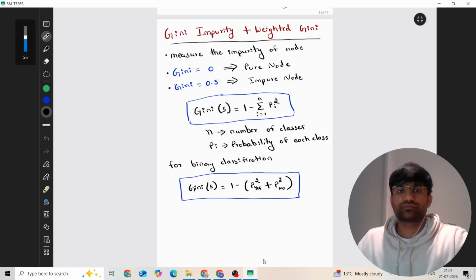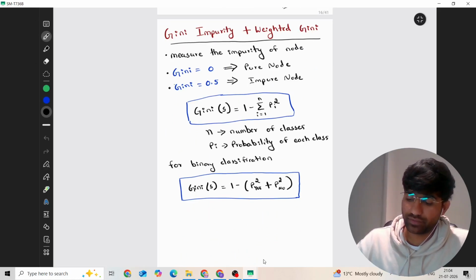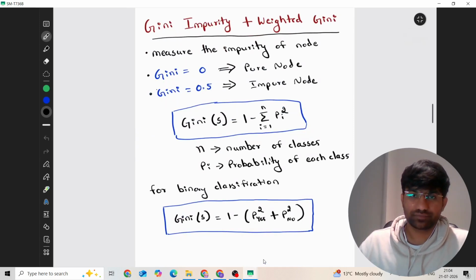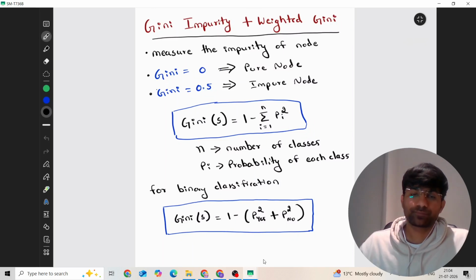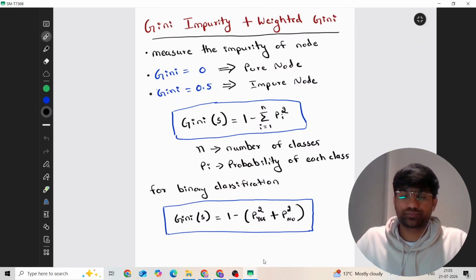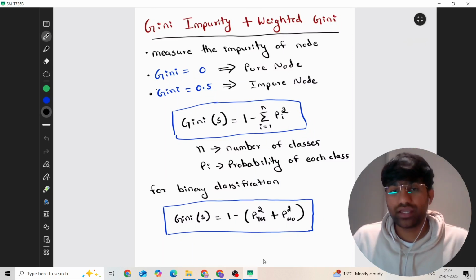Hello everyone. In this video, we will learn about the Gini impurity and weighted Gini to build the decision tree. Gini impurity is same as entropy. It also measures the impurity of the node. If Gini impurity is equal to 0, then it is a pure node. And if it is equal to 0.5, it is an impure node.